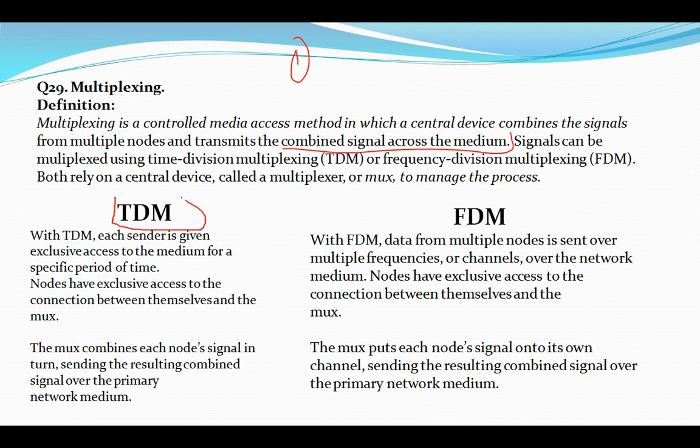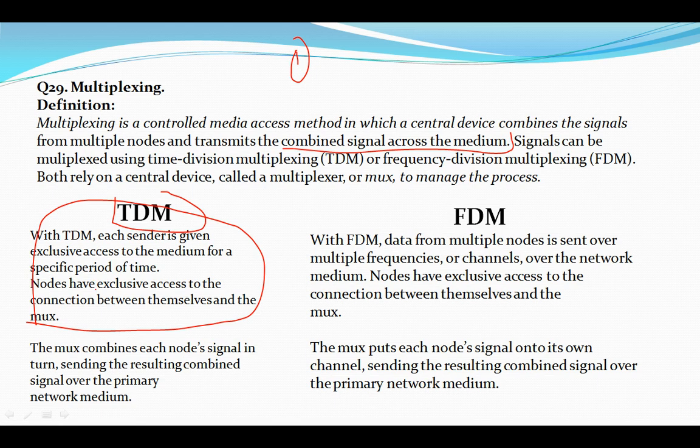If we talk about TDM, which is time division multiplexing, what will happen here? With TDM, each sender is given exclusive access to the medium for a specific period of time. Nodes have exclusive access to the connection between themselves and the MUX. The MUX combines each. So this is the function of TDM. If we are using TDM, this is how it will behave here. Now what is the role of the MUX here? The MUX combines each node's signal in turns, sending the resulting combined signals over the primary network medium.